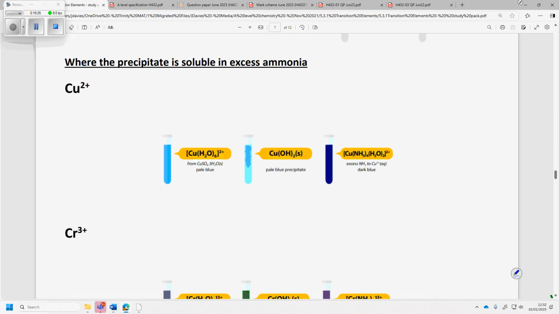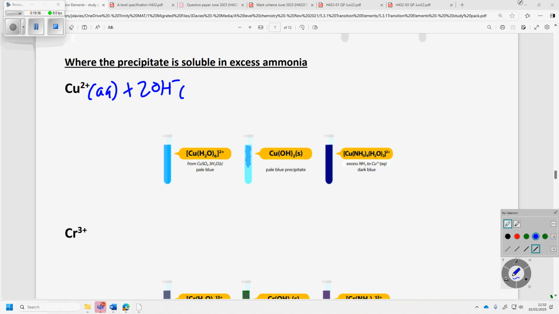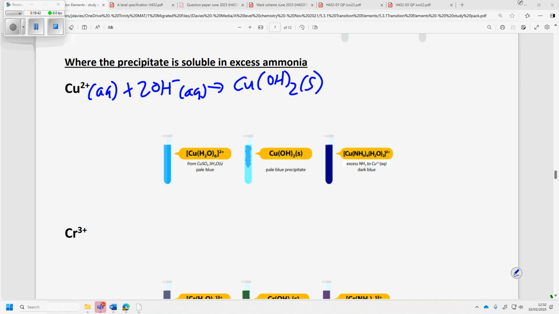So to begin with, what we're able to do is take our aqueous copper 2+, we're going to react it with 2 hydroxides, aqueous, and we're going to make that copper hydroxide precipitate. Pale blue solution, pale blue precipitate. But that pale blue precipitate of copper hydroxide, when we add more ammonia, will dissolve and will make a dark blue solution.